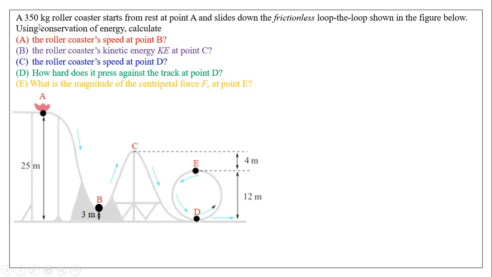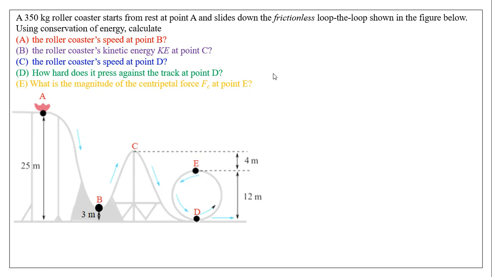So here we have a 350 kilogram roller coaster. It starts from rest at point A, slides down a frictionless loop-the-loop. And then it says, using conservation of energy, calculate these different parts A, B, C, D, and E. If you need to, pause the video, read those parts. Alright, other than that, I'm going to get cracking.